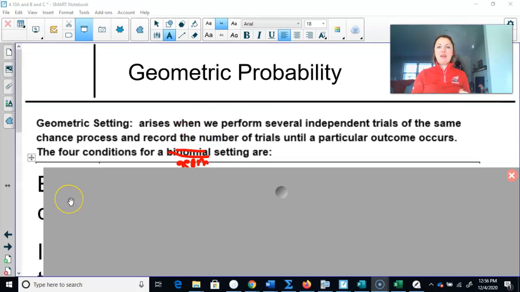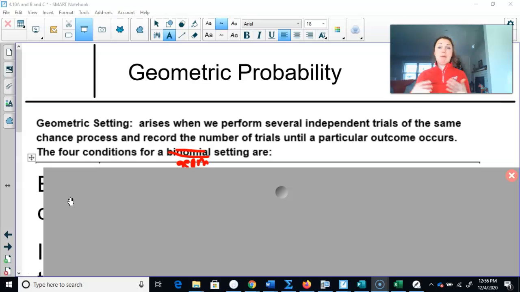Hey guys, the goal of this video is to make sure that you can understand how to find geometric probabilities. So first you have to understand what is the geometric setting. I want to give you a friendly reminder, whether it's a binomial setting or a geometric setting, you do not need to check the conditions unless you are asked. You just have to recognize that this problem is a geometric setting or a binomial setting so you can figure out those probabilities. What is a geometric setting?